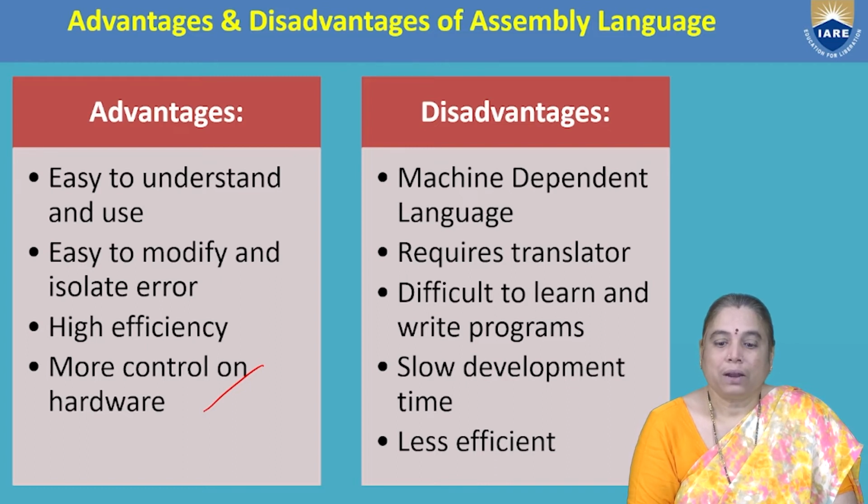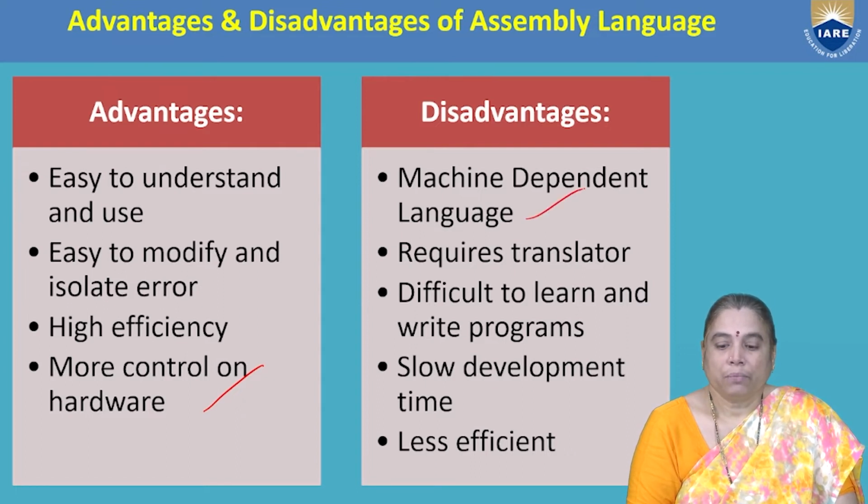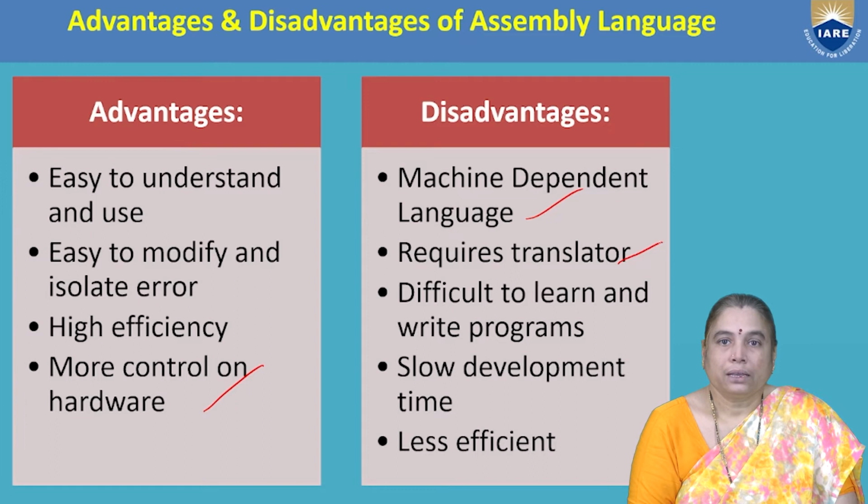The disadvantage of assembly language is that it is machine dependent, so portability cannot be achieved, and it requires a translator. The assembler is the translator used here to convert assembly language instructions into machine language instructions.